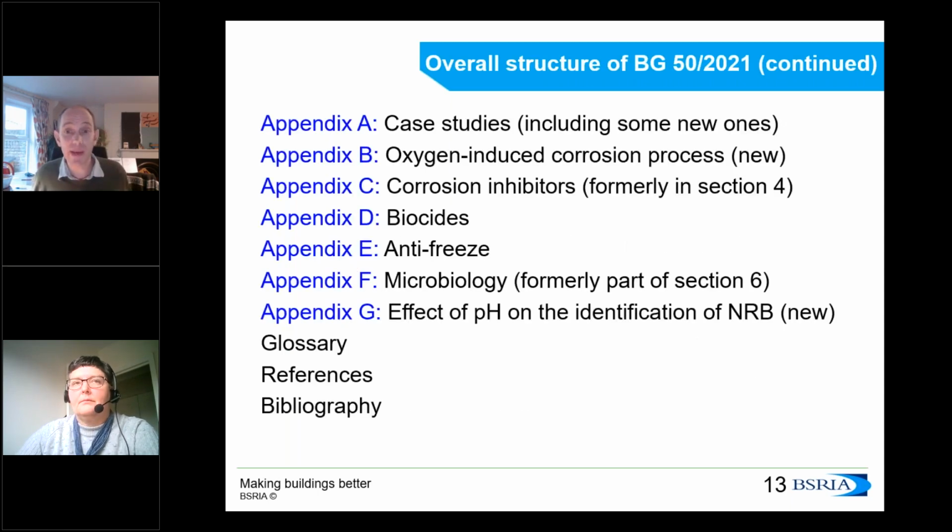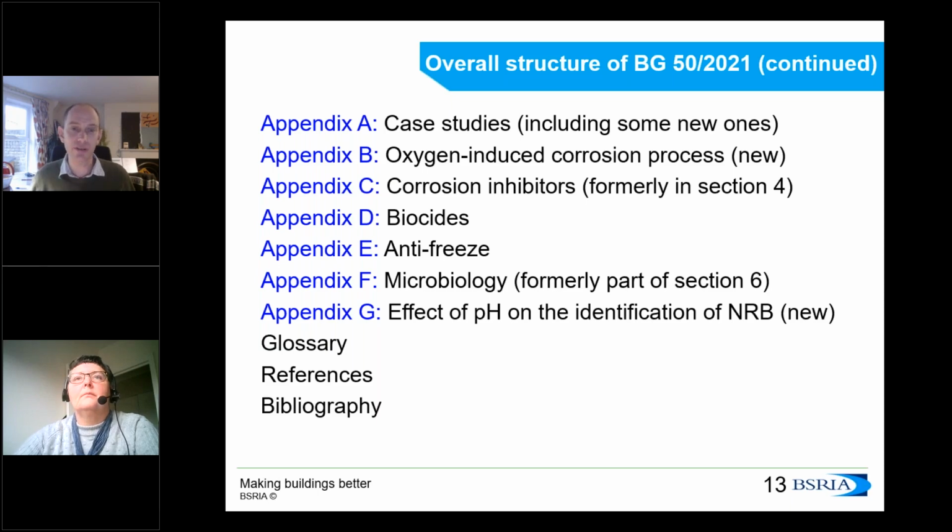There's also a number of appendices. First of all, we have case studies. There were case studies in the 2013 edition. Some of those have been kept, some of those have been taken out. We've also introduced some new case studies, particularly in relation to on-site monitoring of systems. So these case studies were very kindly contributed by steering group members.